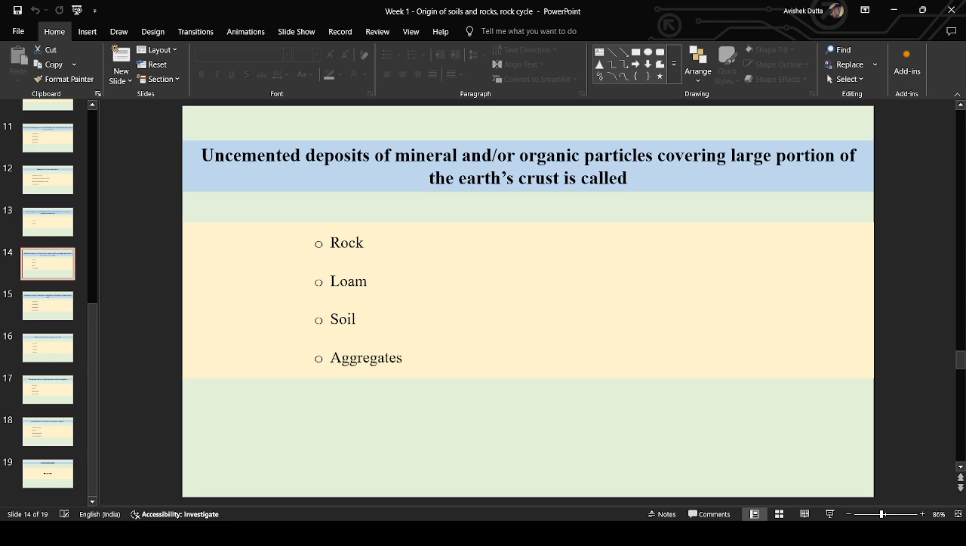I'll repeat the question. Uncemented deposits of mineral and or organic particles covering large portion of the earth's crust is called. Option 1 rock, option 2 loam, option 3 soil, option 4 aggregates.